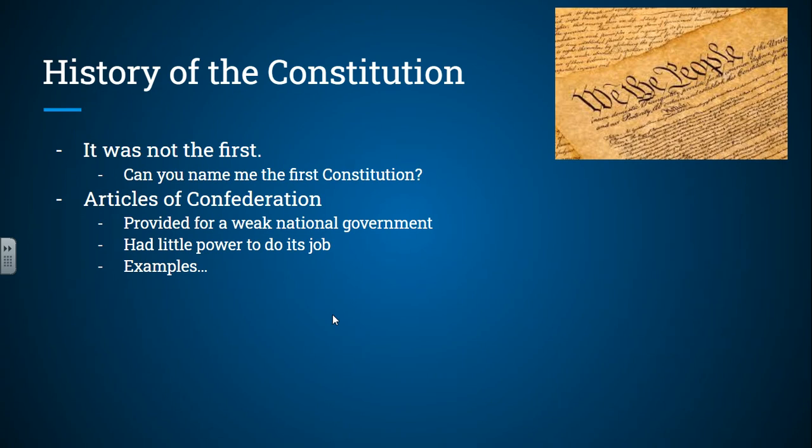Even laws required nine out of the 13 colonies to approve it. That becomes difficult because laws in Congress now have what is called a simple majority, so over 50% to get through each house. So it was very difficult to get things done, and understand why they did this.